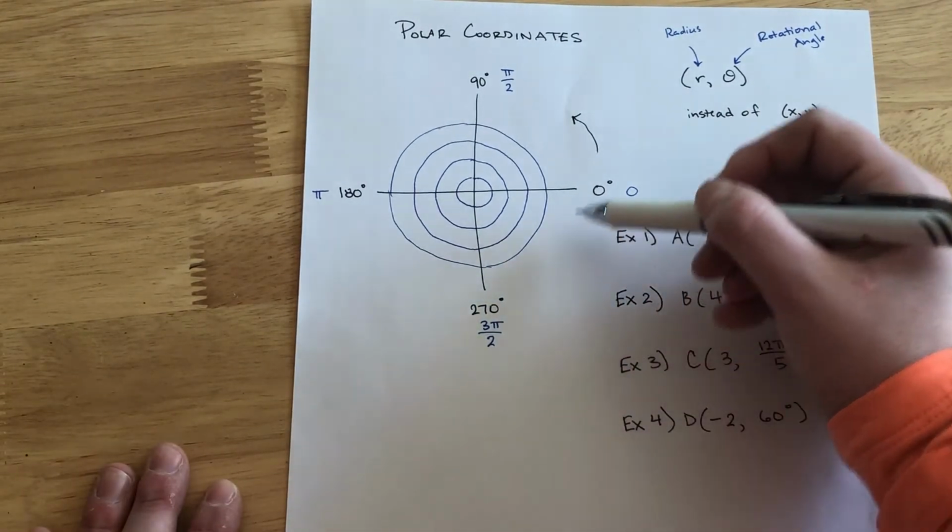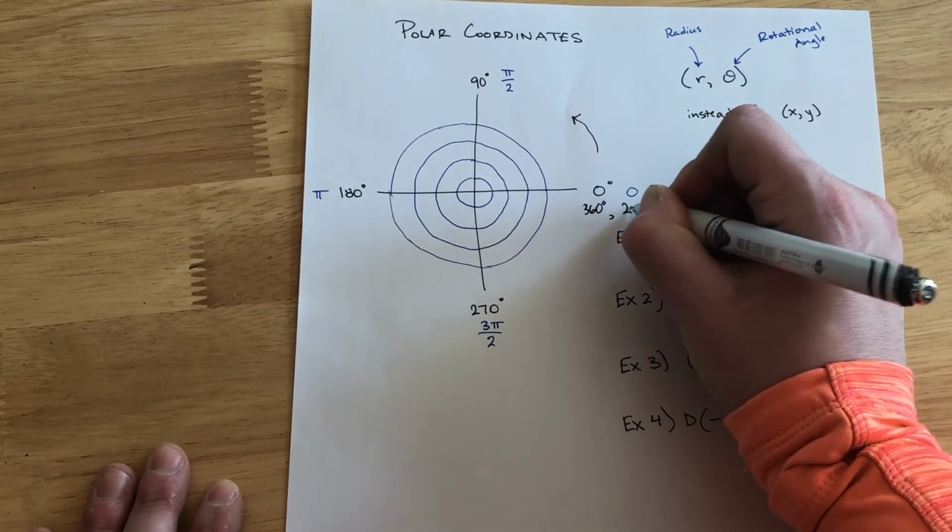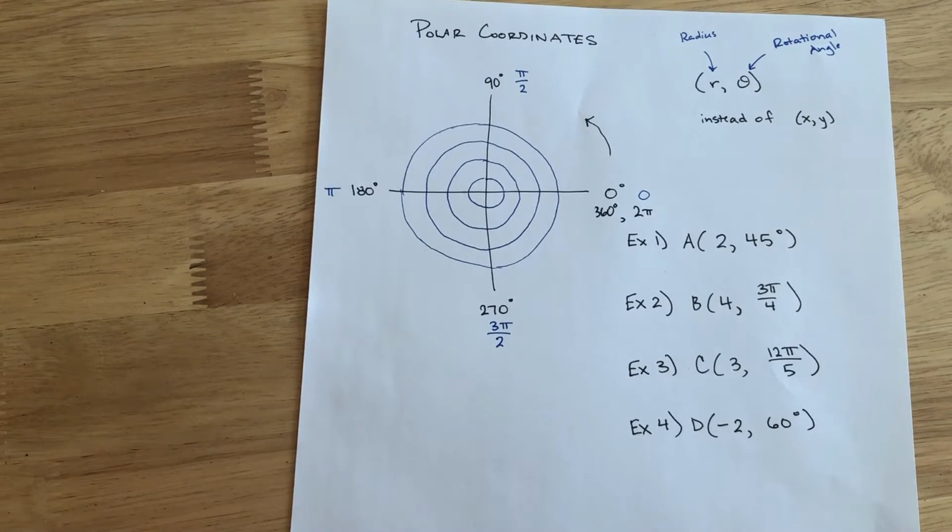Now, of course, if we go all the way around, we get back to 360 degrees, which is also 2 pi radians. Now that we know that there are just over 6 of those radian angles, the exact number is 2 pi radians in every circle.